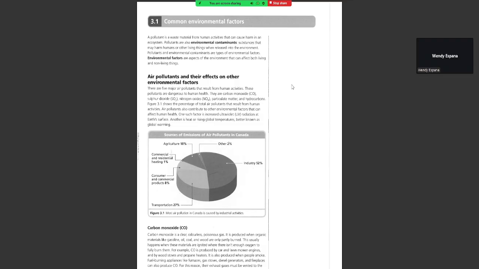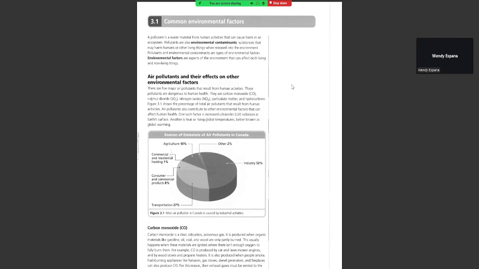We've looked a lot at the effect of contaminants in ecosystems and in air, water, and soil. So now we're looking at just some of the environmental factors that are affected by pollution. Okay, in the book here on page 61, it says air pollutants and their effects on other environmental factors.